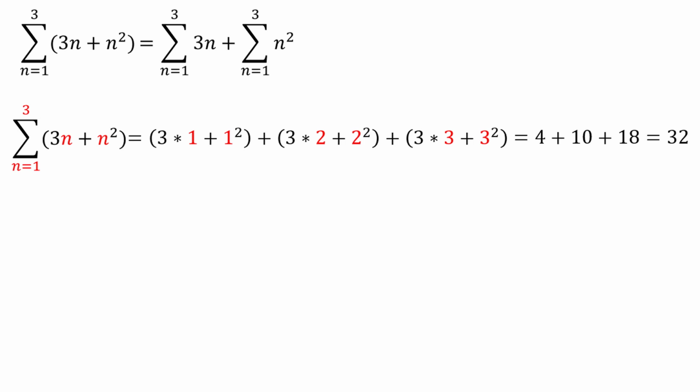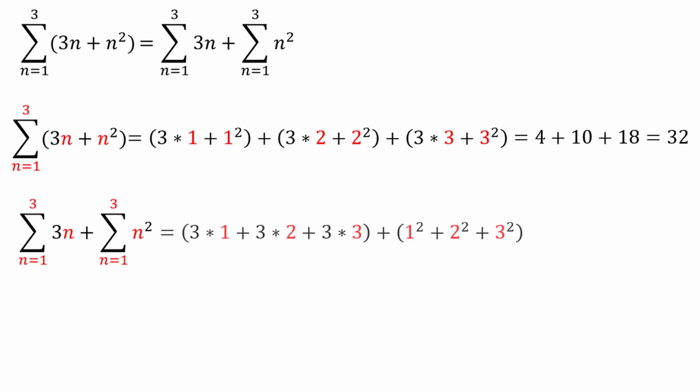If we evaluate the sum the second way, we will get 3 times 1 plus 3 times 2 plus 3 times 3, plus 1 squared plus 2 squared plus 3 squared. You should hopefully see that we have all the same terms here, so the answer is going to be the same. We still have 3 times 1 and 1 squared, we still have 3 times 2 and 2 squared, and we still have 3 times 3 and 3 squared. Simplifying, we have 18 plus 14, which again comes to 32.